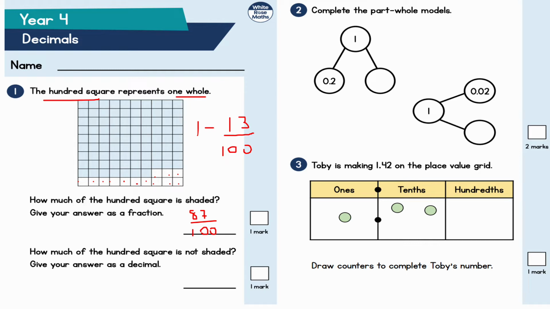How much of the 100 square is not shaded? Give your answer as a decimal this time. So it's 13 hundredths, which is 0.13 as a decimal. 13 out of 100 means 13 divided by 100. Remember that when we are dividing by 100, we are moving the number 2 places to the right, essentially.